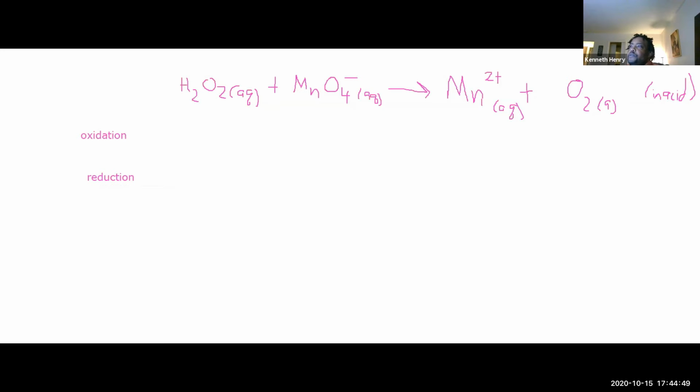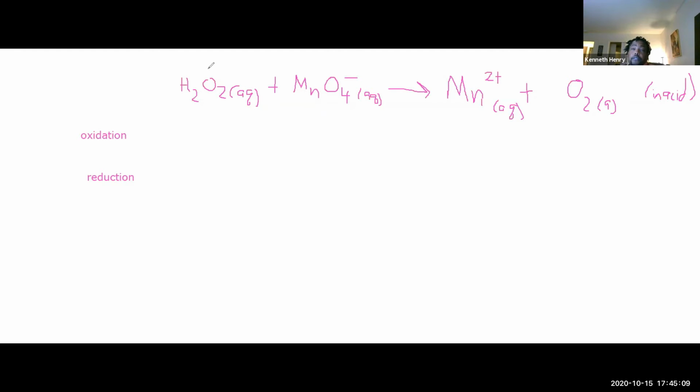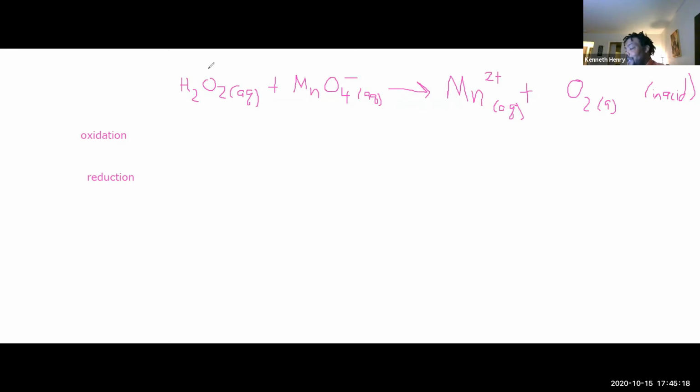Okay, so what is the oxidation number for this? Hydrogen, this is hydrogen peroxide. The O is +1? Are you sure? Because it's a peroxide. Is it +1 or is it -1? It should be -1. And the H is +1.